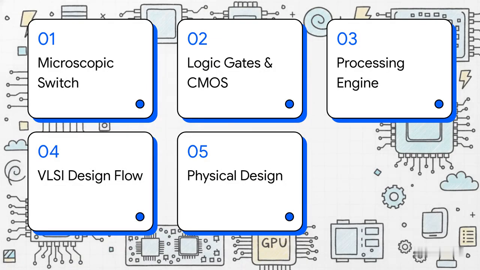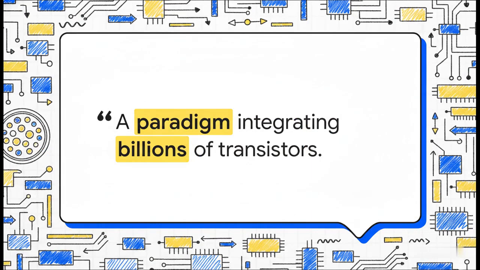1. The microscopic switch. 2. Logic gates and CMOS. 3. Building the processing engine. 4. The VLSI design flow. And 5. Physical design and verification. To really ground us, what actually is VLSI?